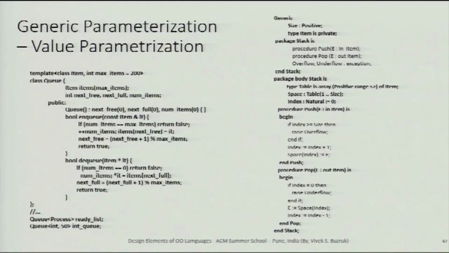In case of Ada or C++, it is not only the type T that can be the parameter for generics.